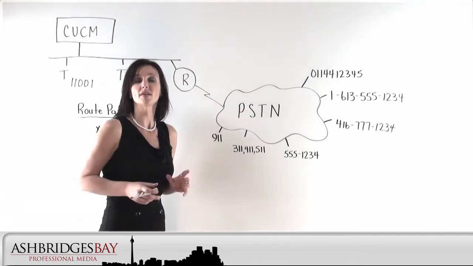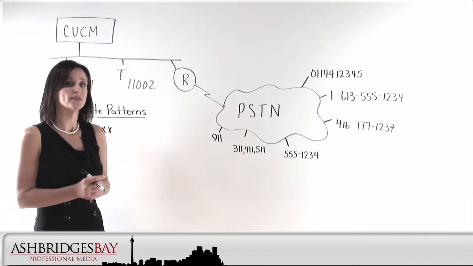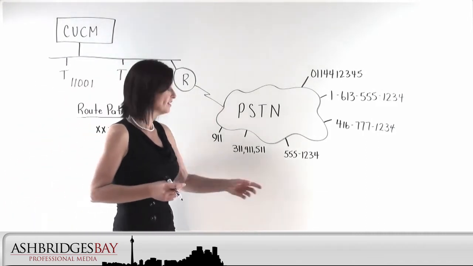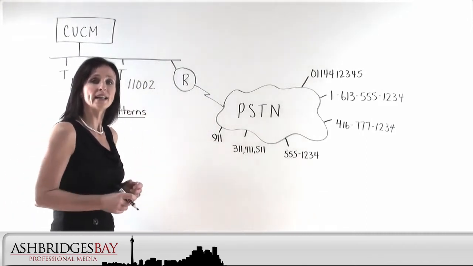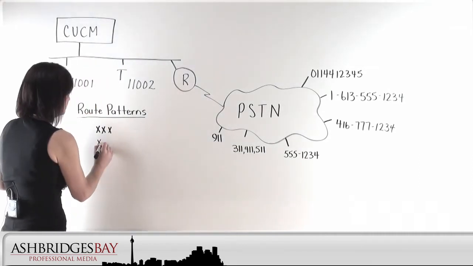That's just fine if all I'm going to be dialing are 3-digit external numbers. But let's say I want to call a 7-digit local number. I can configure a pattern of 7 X's into the call manager.